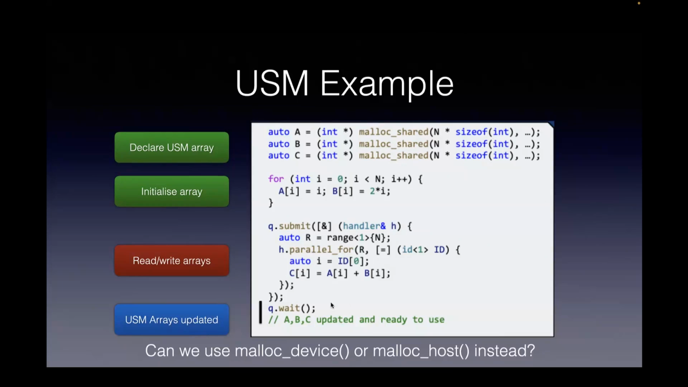Yes. That's correct. If you do A and B as malloc_device, the problem will be that this access will not work because you're trying to update it from the host code, and therefore that will not work. Right? And so yes, A and B have to be malloc_shared or malloc_host. C can be made into malloc_device.